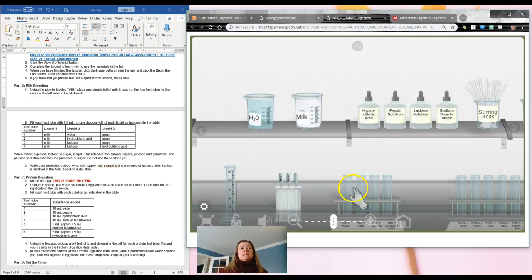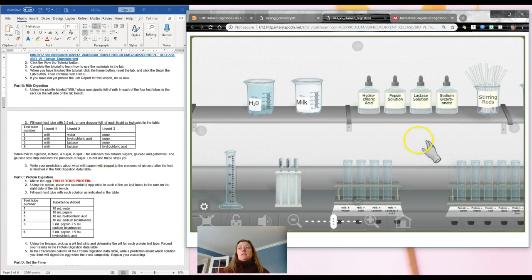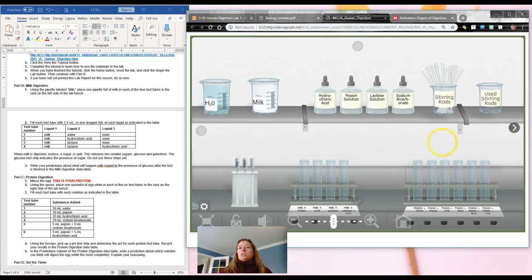Okay, so let's see what we have to do. For part B, it says milk digestion. So we're going to be focusing on the milk stuff today. Now we've got two test tube setups here. One here is for milk. That's for part B. That's where we're at. And this over here is for part C because that says protein.